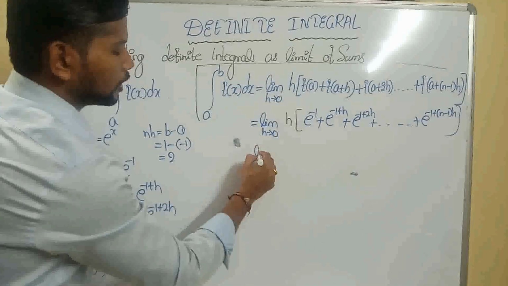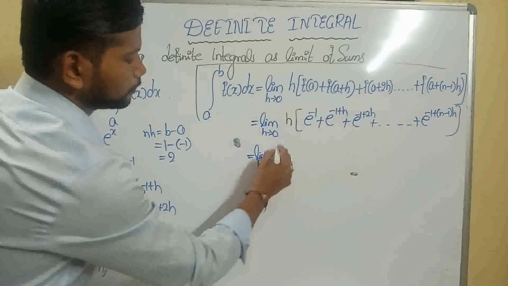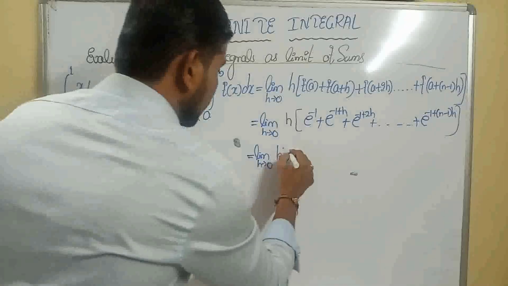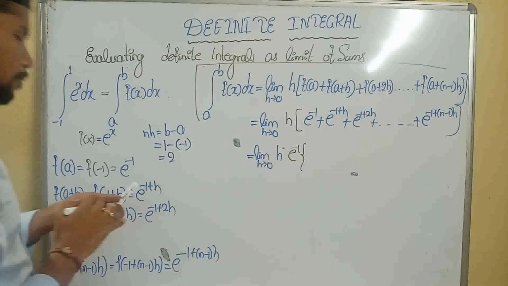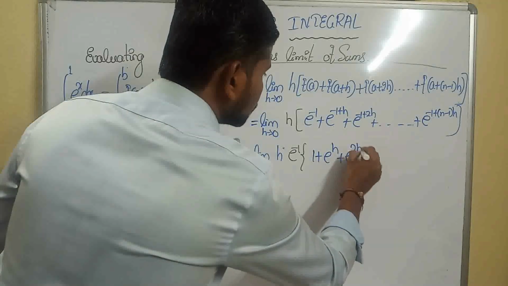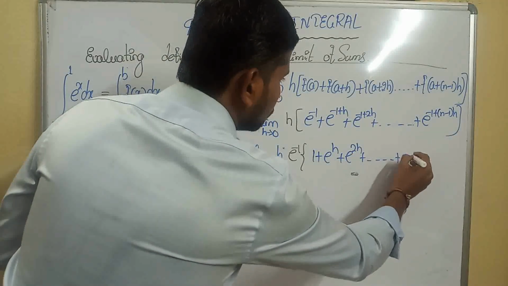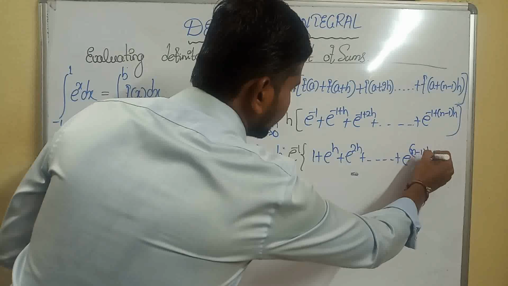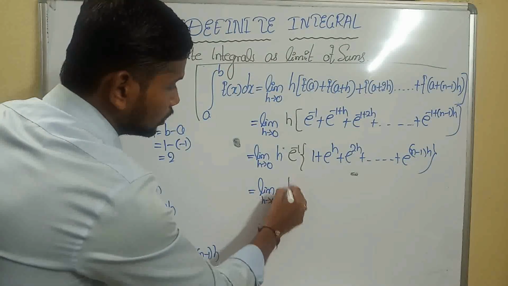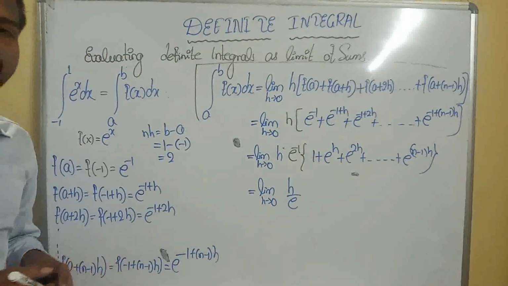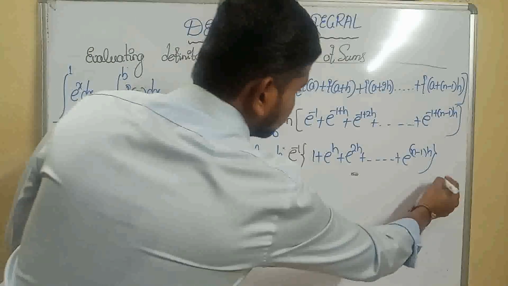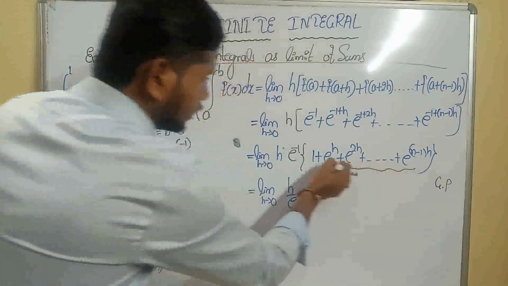Now it will be limit as h tending to 0. e to the power minus 1 is common in all the terms. The remaining terms will be 1 plus e to the power h, e to the power 2h, and so on up to e to the power n minus 1 into h. Got it? It will be limit as h tends to 0, h by e. Why? Because e to the power minus 1 will be 1 by e. The terms are in GP. These terms are in GP.